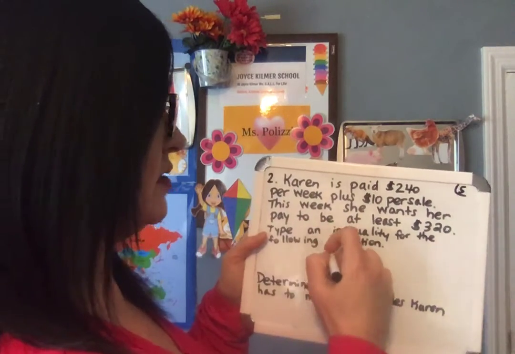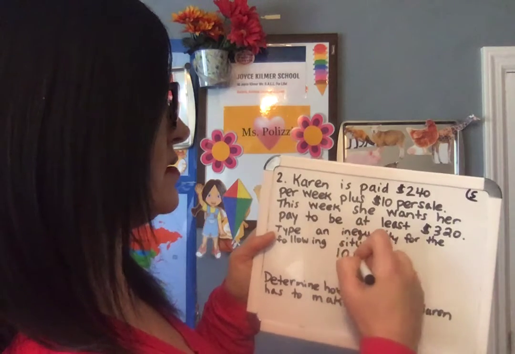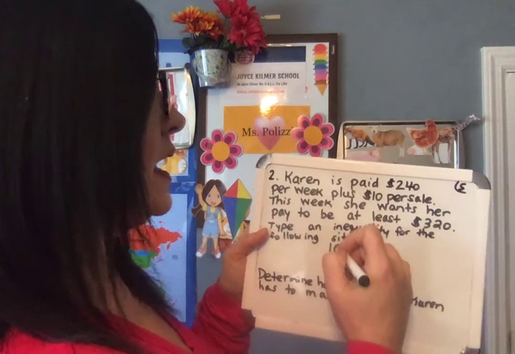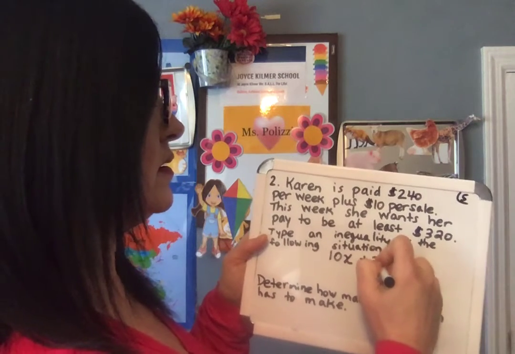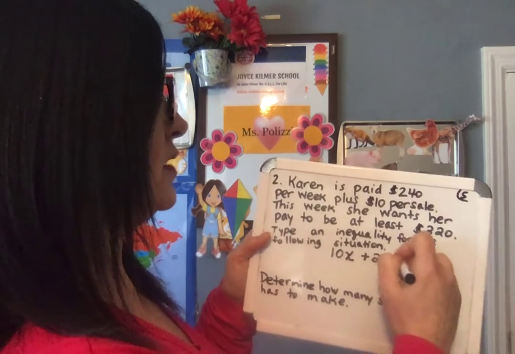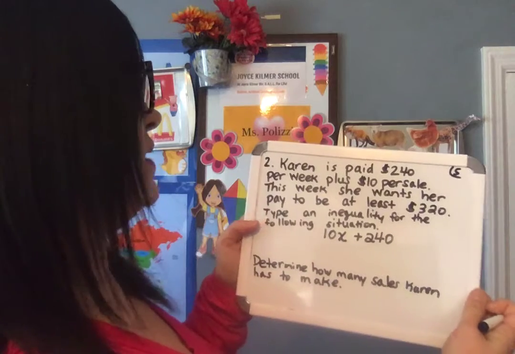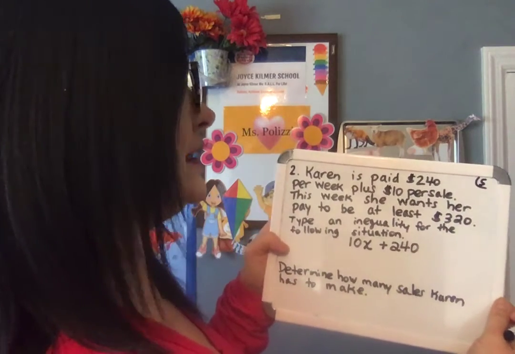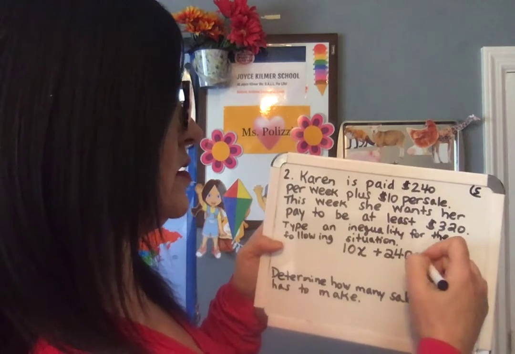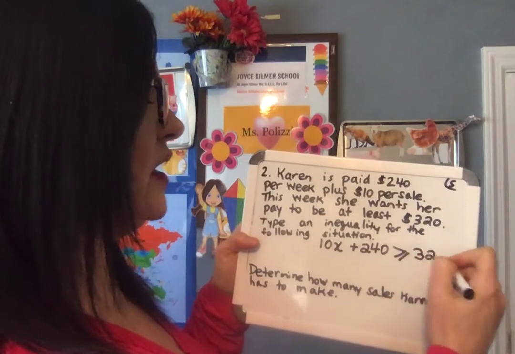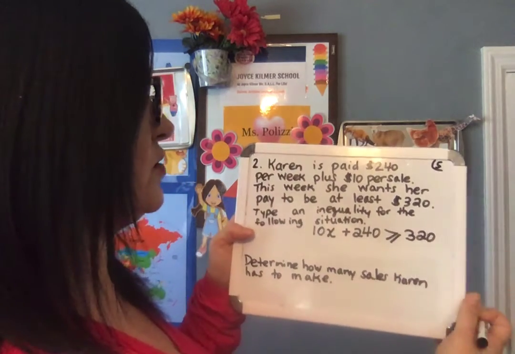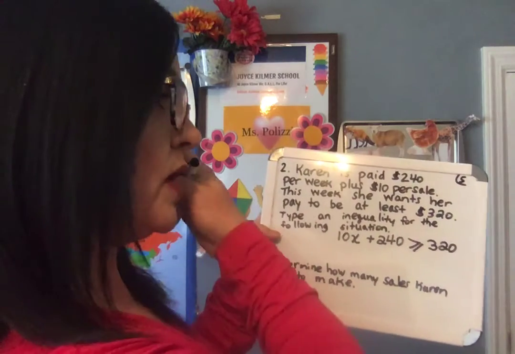Okay, we don't know how many sales, so we'll say 10x. Okay, and she is paid $240. And she wants to make at least 320. Okay, so at least. So it has to be greater than or equal to 320. So that's what your inequality would look like.